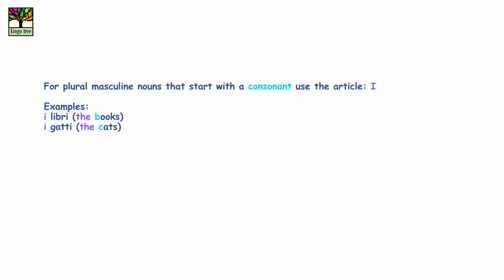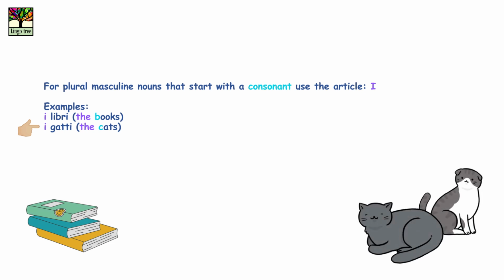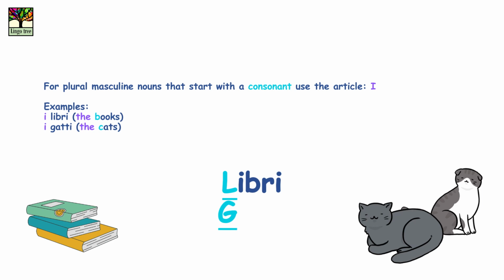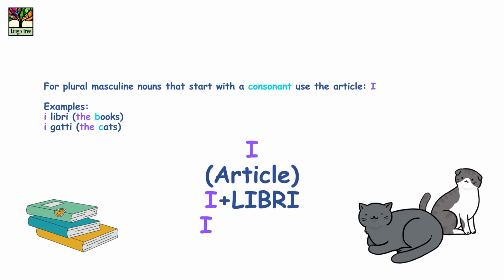For plural masculine nouns that start with a consonant, we use the article, i. Examples: the books, i libri. The cats, i gatti. Both examples are masculine nouns in the plural form, and both of them start with a consonant letter. Therefore, the article, i, is used and placed before the noun.